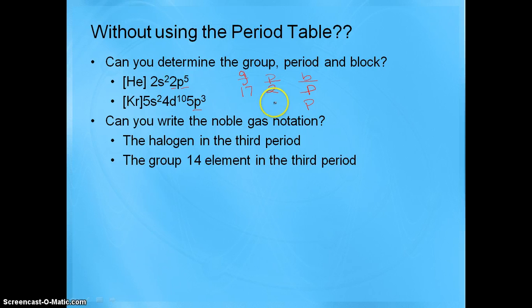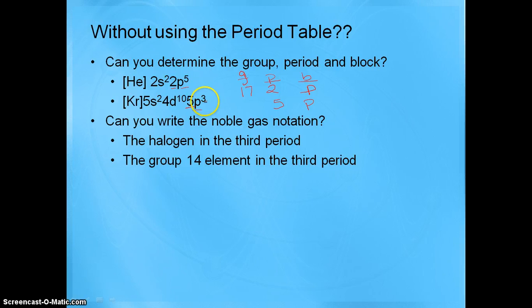P block. What period are we going to go with? The biggest number. Notice you've got 5 and you've got 4, but 5 is the highest one, so you are in the 5th energy level. No, 5th period. Energy level, period, same thing. Okay, you're in P3.